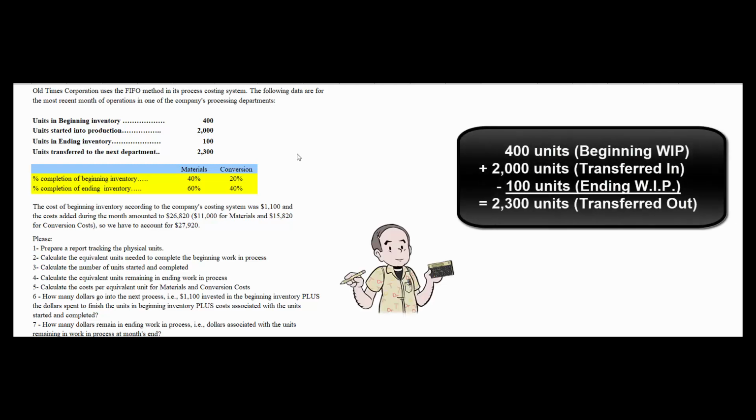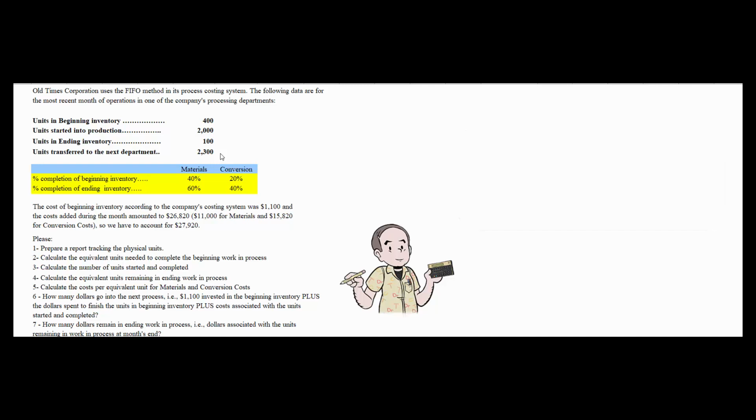Okay, here's that problem in another format. We had 400 units in beginning inventory. We started on 2,000 more. The units in ending inventory are 100 because we transferred out 2,300. The stuff in the beginning inventory was 40% complete as far as materials go and 20% complete as far as conversion costs go. The 100 units at the end were 60% complete as far as materials go and 40% complete as far as conversion costs.